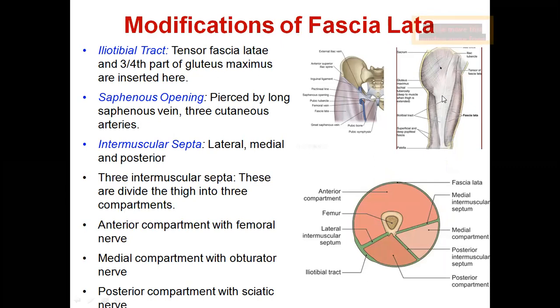It has a lateral thickening. See, this is the lateral view. As you are seeing, this is the gluteal region, right? This is the side view of the thigh. Here you find there is a thickening of the deep fascia of the thigh, which is called the iliotibial tract. Two muscles get inserted into this iliotibial tract. I'll show you one more picture later. One muscle is tensor fascia lata and the other is gluteus maximus. These two muscles belong to the gluteal region. Their insertion takes place in the thickened tract on the lateral aspect of the thigh, which is the modification of the deep fascia of the thigh, fascia lata. Apart from that, you will also see the saphenous opening.